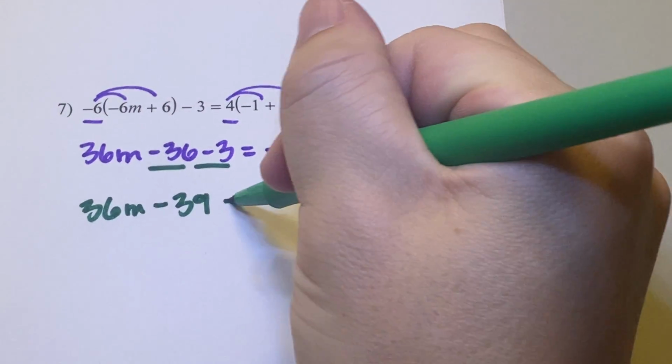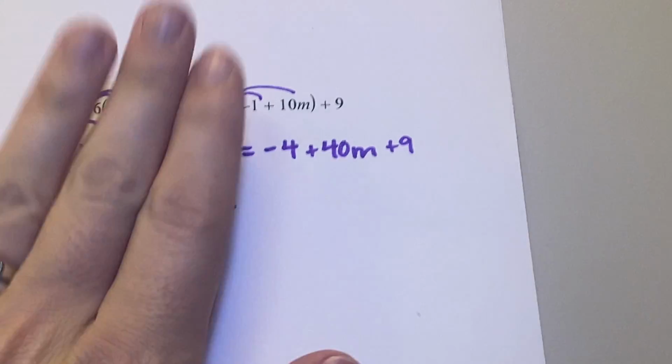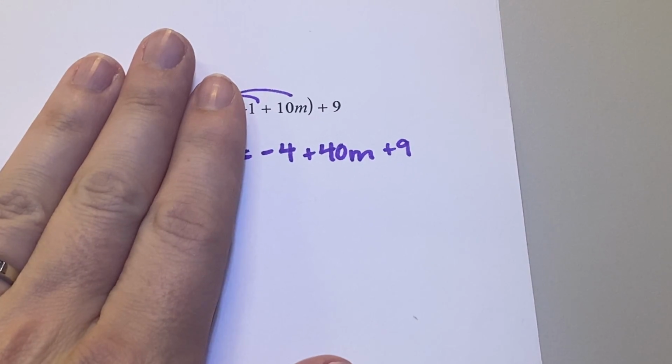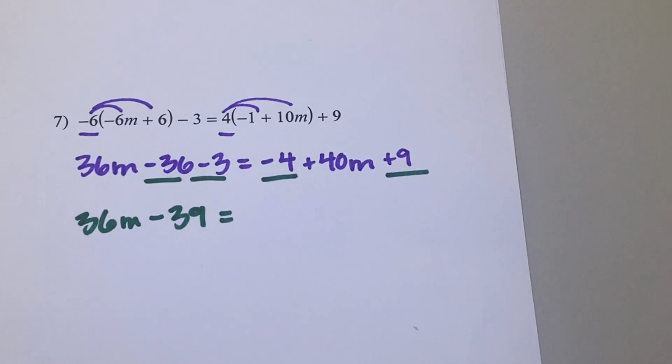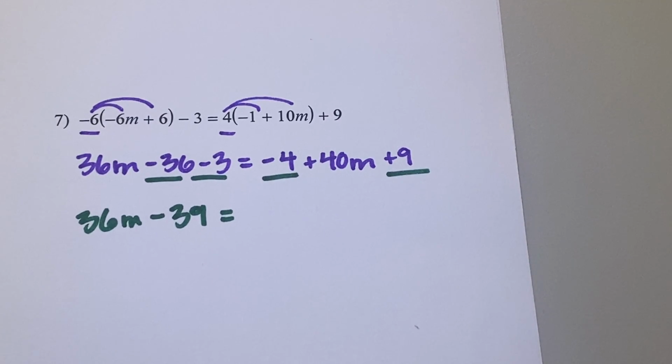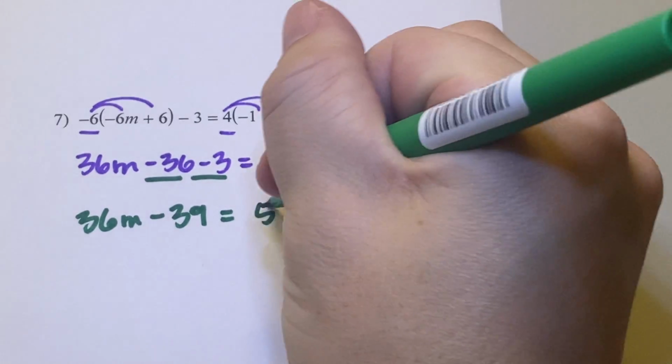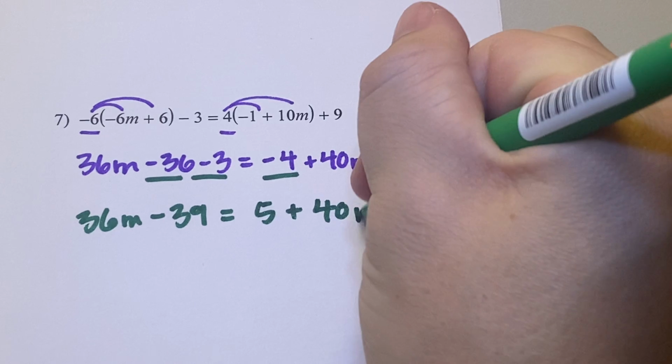So 36m minus 39 equals, okay, look at this side of my equal sign. Where are my like terms there? The negative 4 plus 9. I'm at negative 4, but then I'm adding 9. Where am I at now? It's gonna be a positive 5. Good job. Positive 5, then plus 40m.